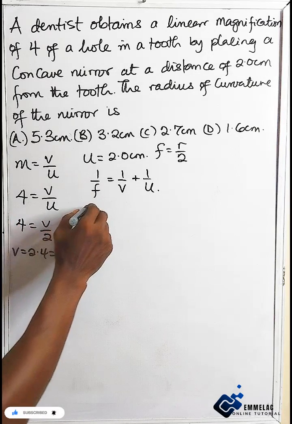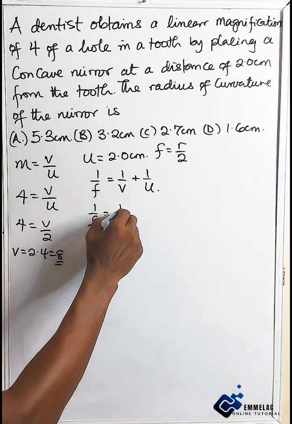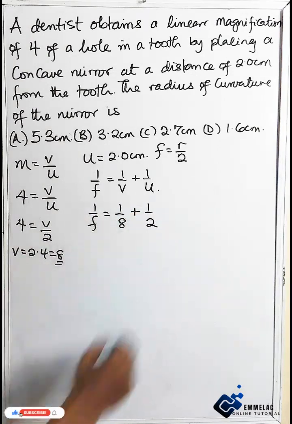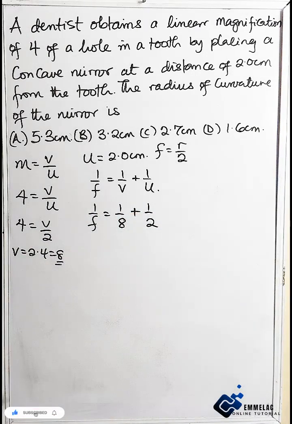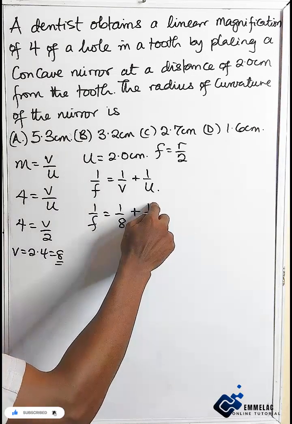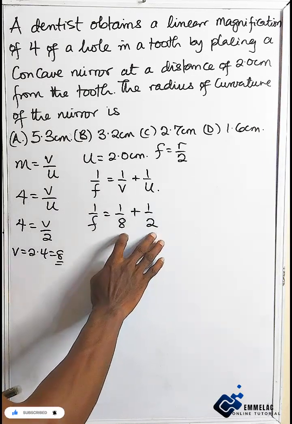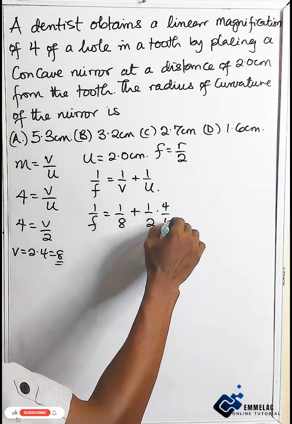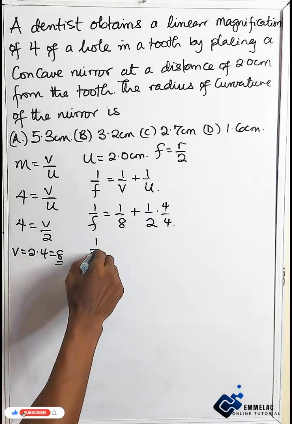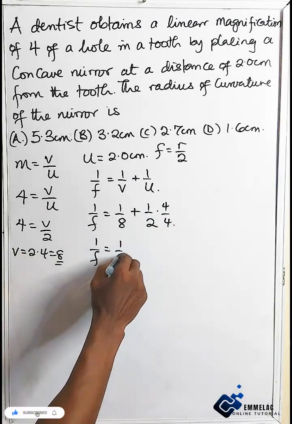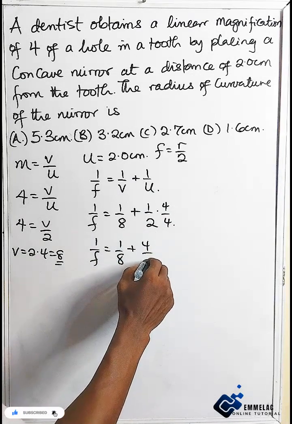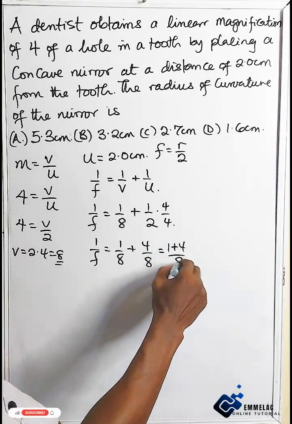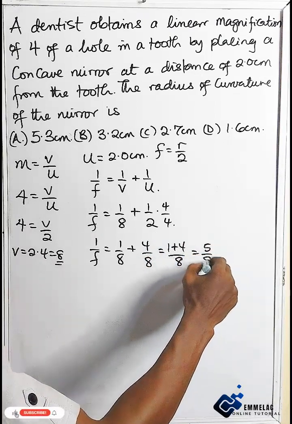So we can say 1 all over F equals 1 all over 8 plus 1 all over 2. Now we can multiply this by 4, both the numerator and the denominator, to ensure that we have the same denominator at both ends. So here we have 1 all over F equals 1 all over 8 plus 4 all over 8, which gives us 1 plus 4 all over 8, which equals 5 all over 8.